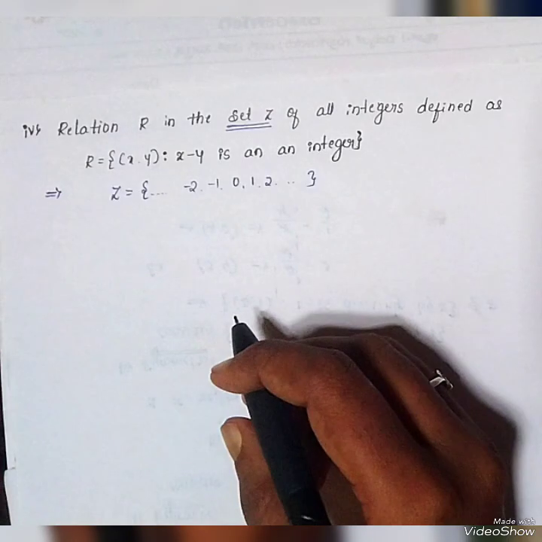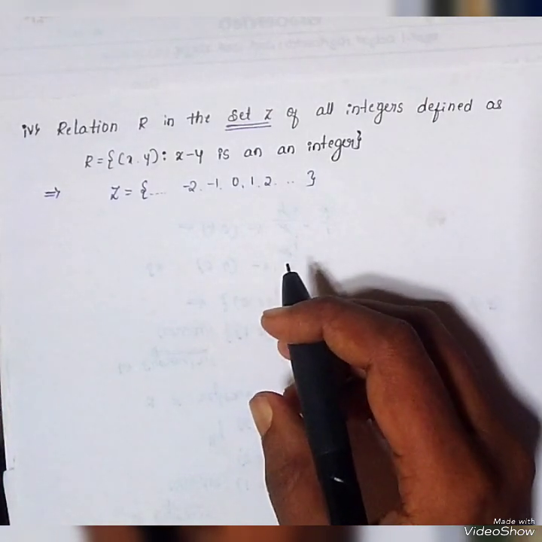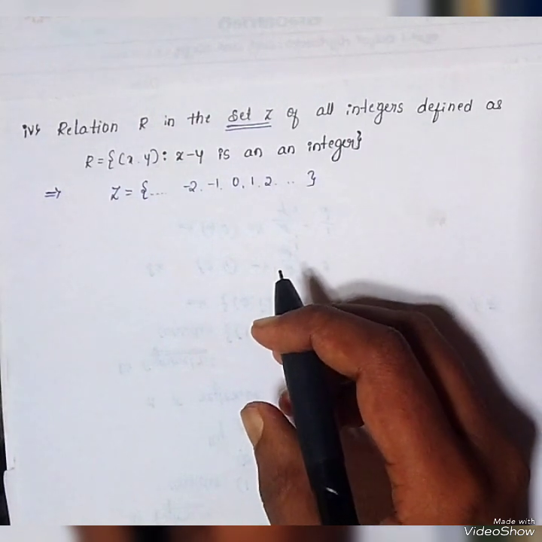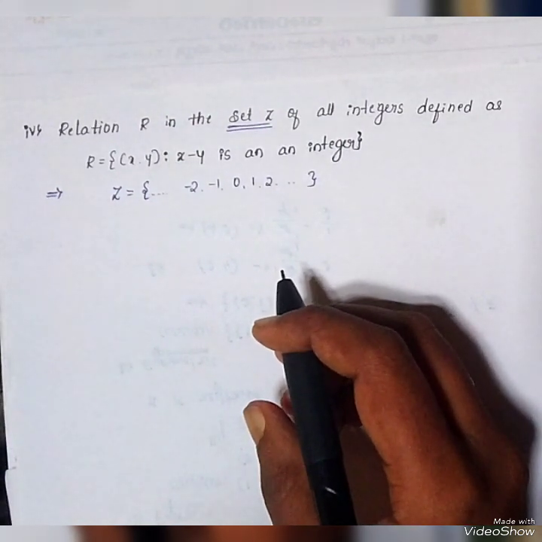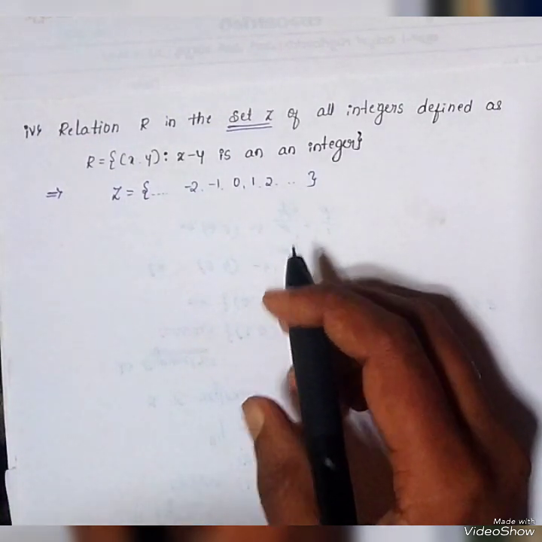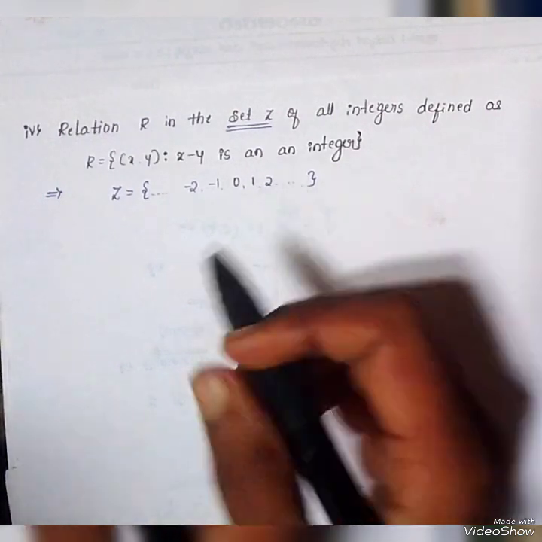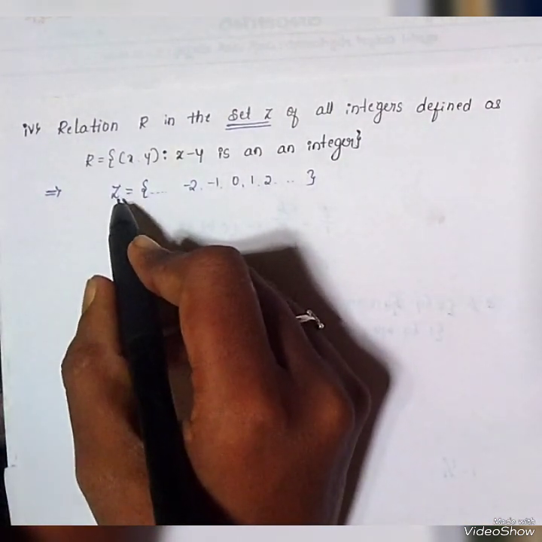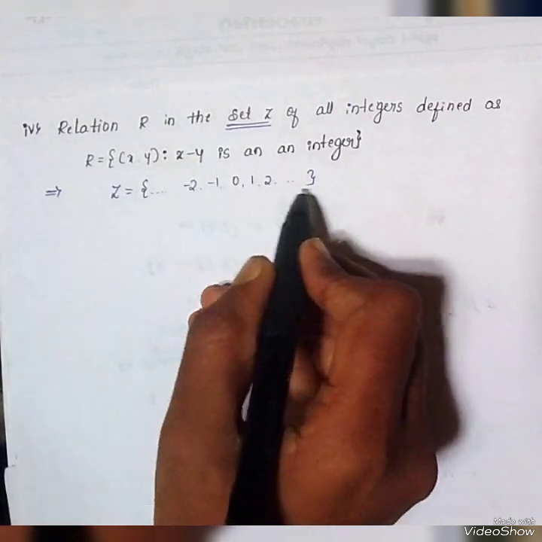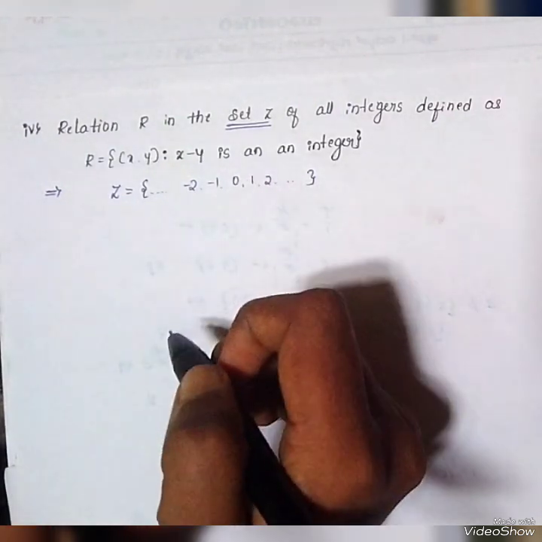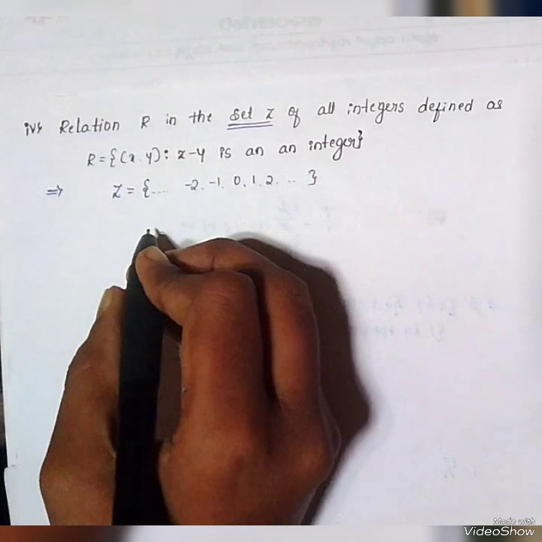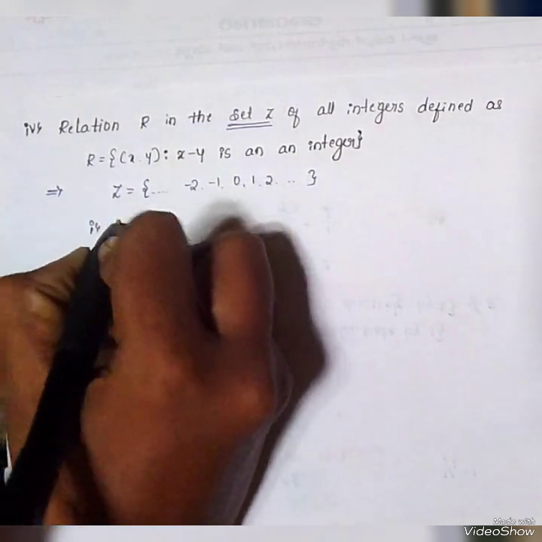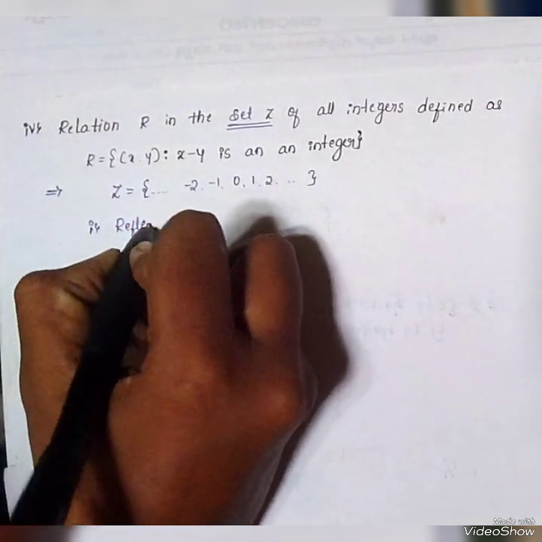Next, question number 4. Relation R in the set Z of all integers is defined as R equals x comma y such that x minus y is an integer. Z is the set of all integers. It contains negative values, positive values as well as 0. Now, check the condition for reflexive.